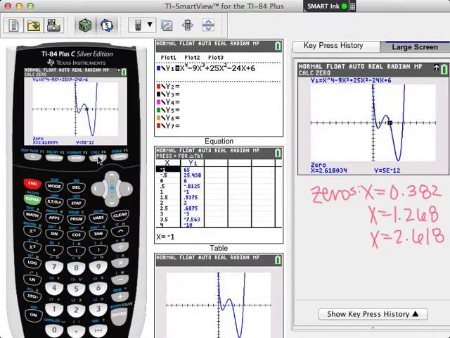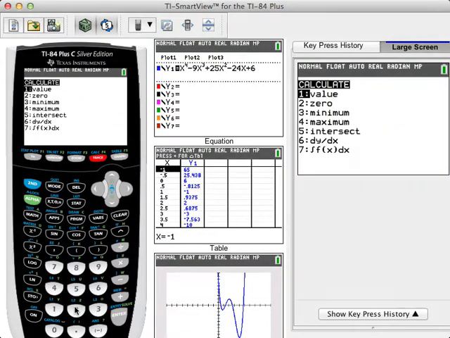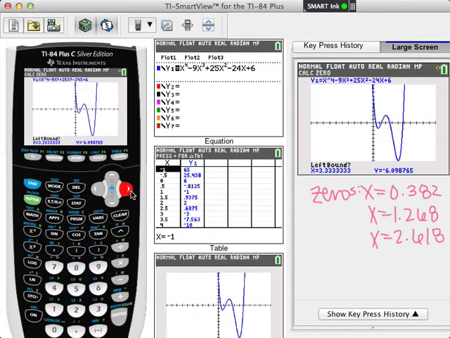And then my very last one. Okay, I'm to the left a bit. Now I just have to go above it to be to the right. It's at 4.732. So x is equal to 4.732. So those are my zeros.